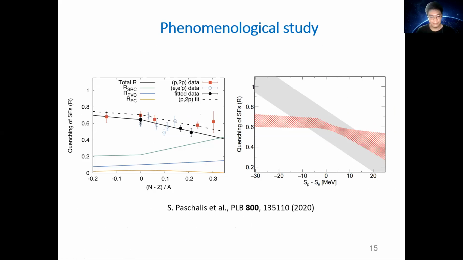Another interesting, very recent work is using some of the early (p,2p) data by the GSI group and several (e,e'p) data to also perform a phenomenological study, fitting these data and trying to get some empirical study about the quenching factors.